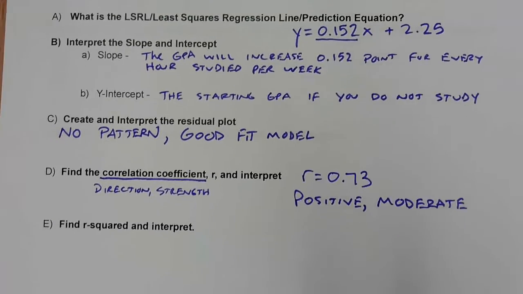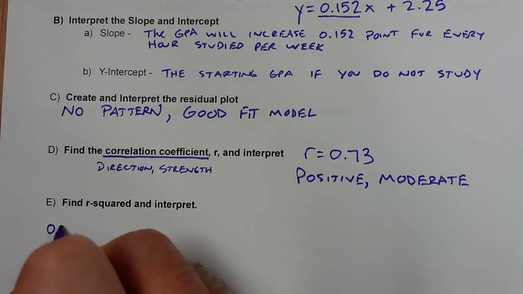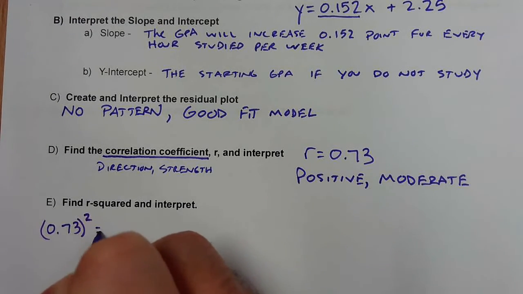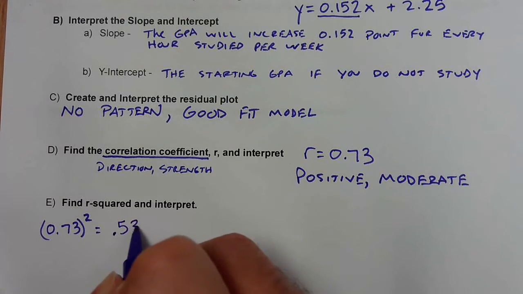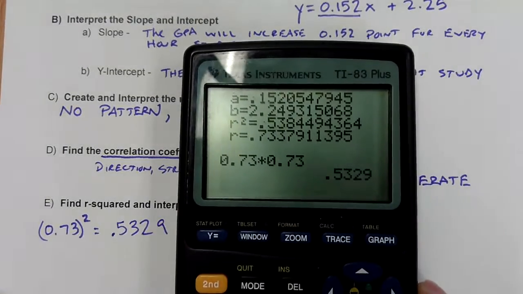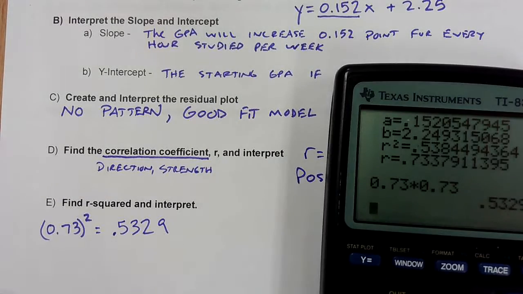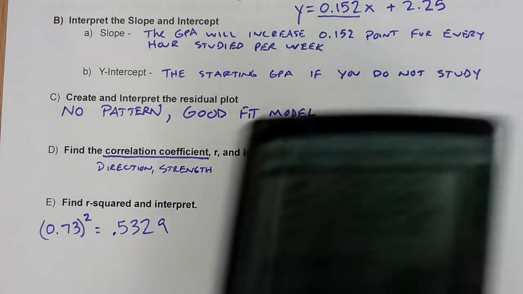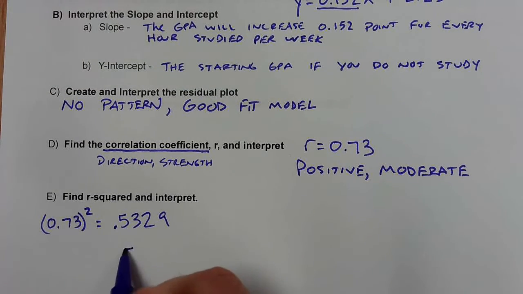All right, let's look at R squared. R squared can be found two ways. I can take the R value, 0.73, and square it. That gives me 0.5329. Or we found it on our calculator here, R squared. Now my R squared on my calculator is slightly different than my R squared here because I rounded it. So either one that you want to use, they both are about 53%. So remember, R squared is a percentage. So 53%.